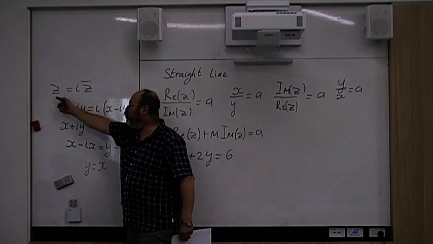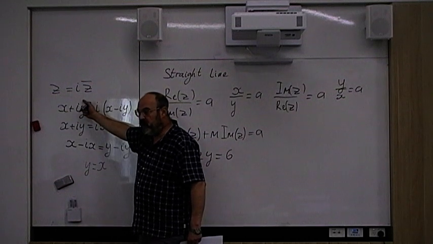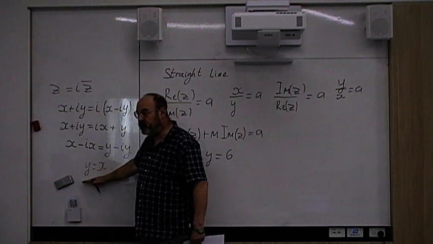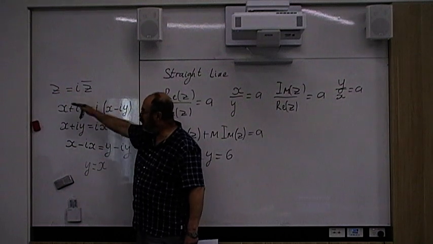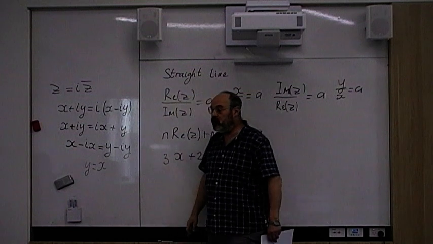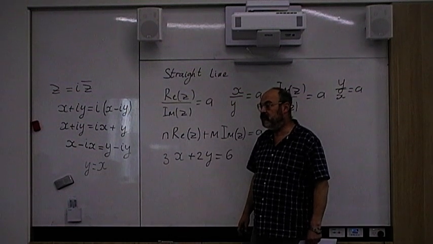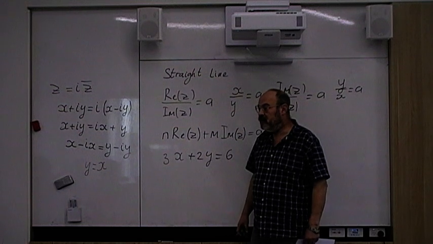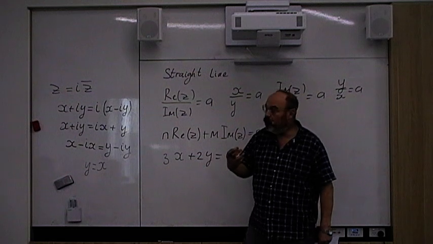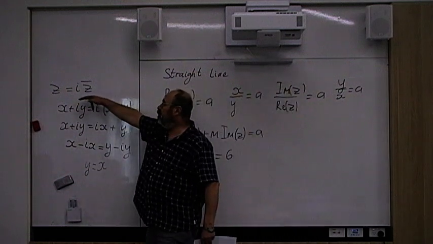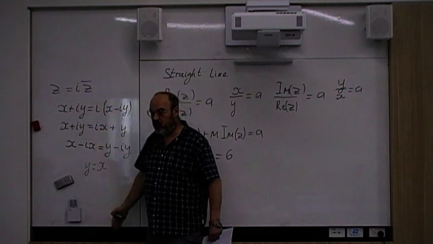Then we have found what subset is represented by this, and we found that it represents y equals x. If you want to graph z equals i times the conjugate of z, we will get y equals x. We're changing it from the complex form into the Cartesian form.